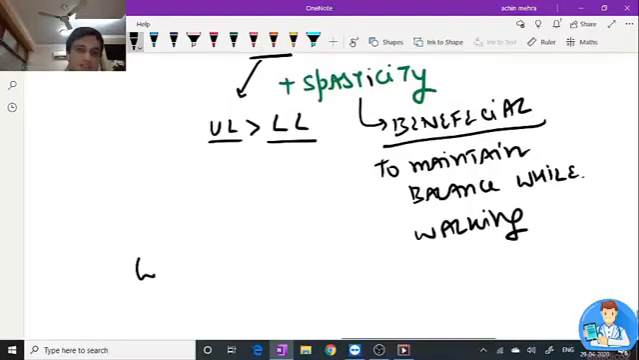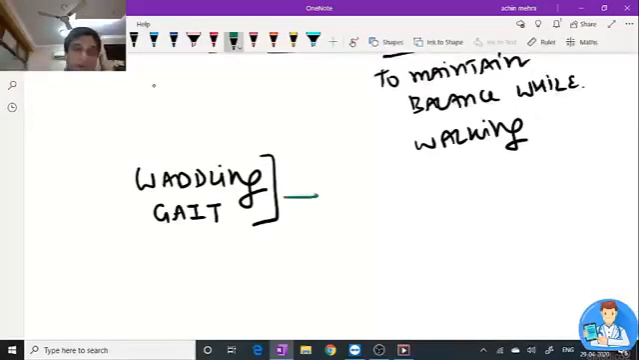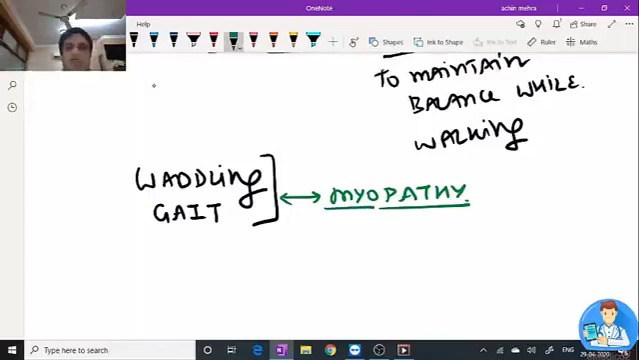Another interesting gait to write down is a waddling gait. Please remember the name is waddling gait. Why does waddling gait happen? Remember this term, myopathy is a disorder. The word pathy means a disease. The word myo stands for the word muscle. So there's a disorder known as myopathy which comes to me with a waddling gait. Remember this small clue that will really help you.